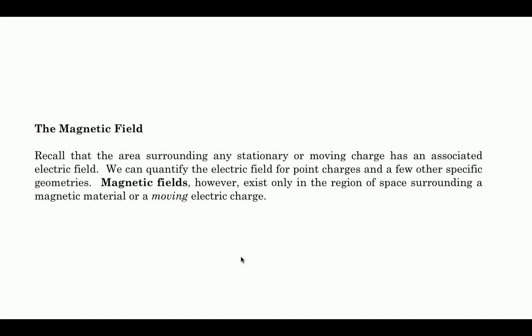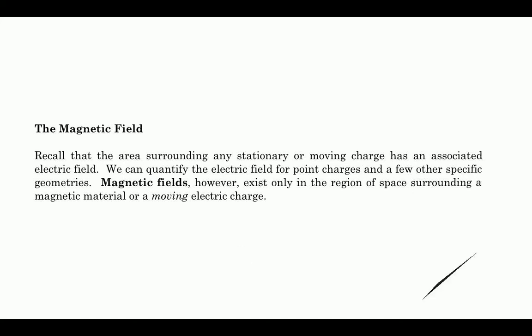Magnetic fields exist only in the region of space surrounding a magnetic material, right? So in anything that's paramagnetic, you'll find a magnetic field, or whenever you have moving electric charge. It's a little bit different. If you've got a stationary electron, it'll have an electric field. But if it's stationary, it doesn't necessarily have a magnetic field. It has to be moving. Anytime charge is moving, you'll see a magnetic field being created.